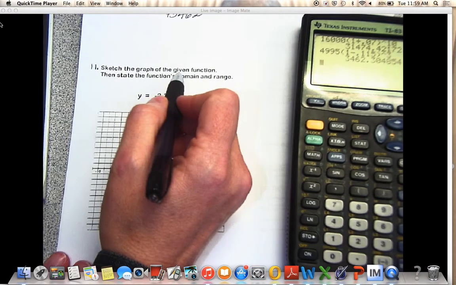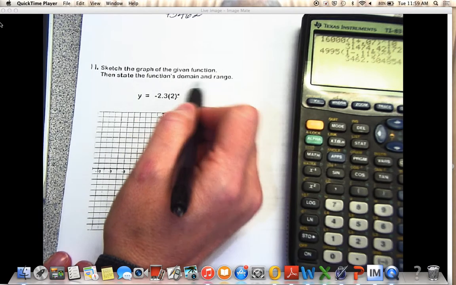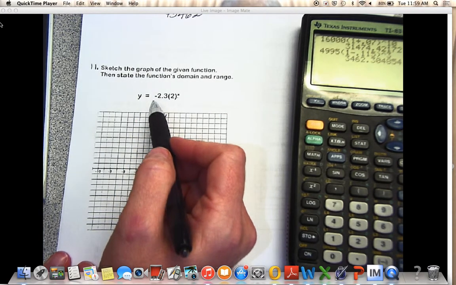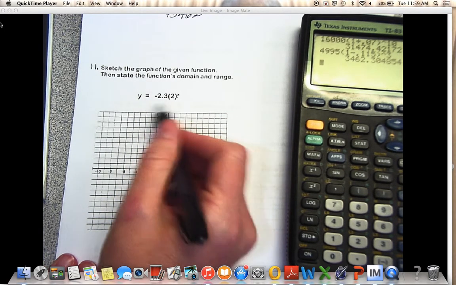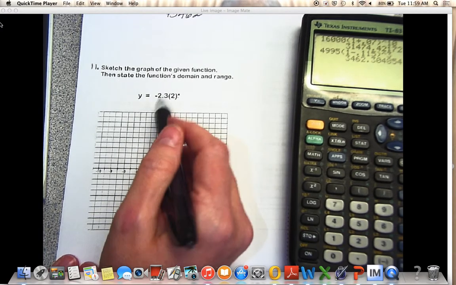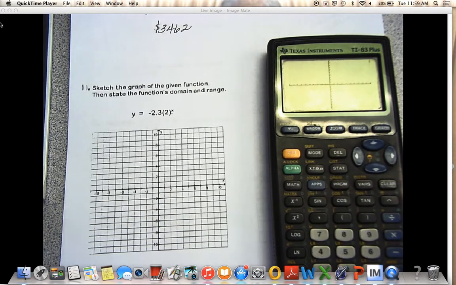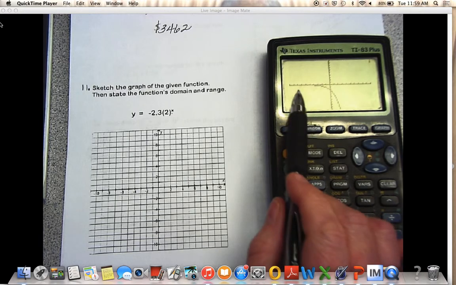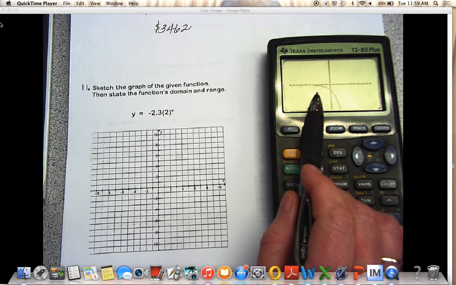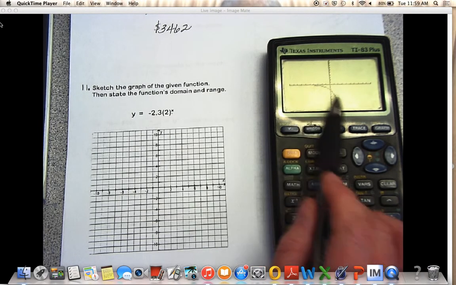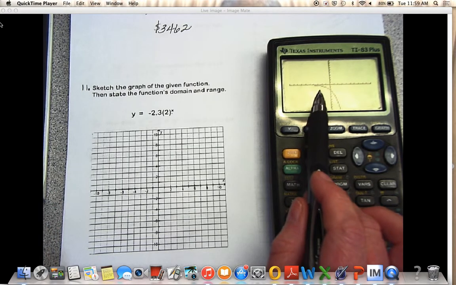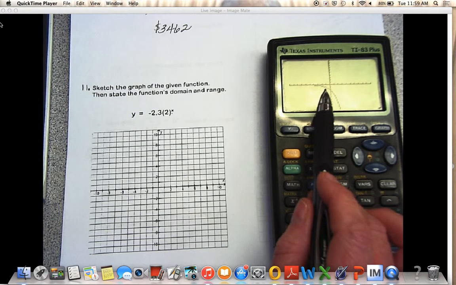Sketch the graph of the given function, then state the function's domain and range. Sketching should not be a big deal for you guys because you just put this in your calculator. Alright? So let's put this in y equals. What about the equation made it go this direction? The negative's good. Alright. Let's just get a couple of points just so our sketch looks kind of decent, okay?